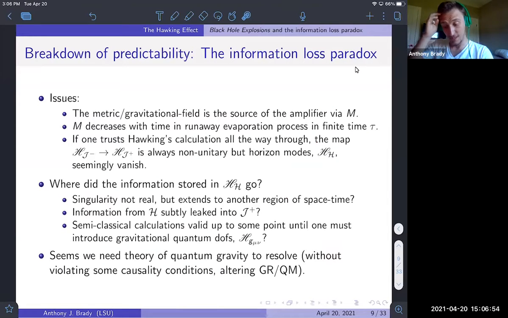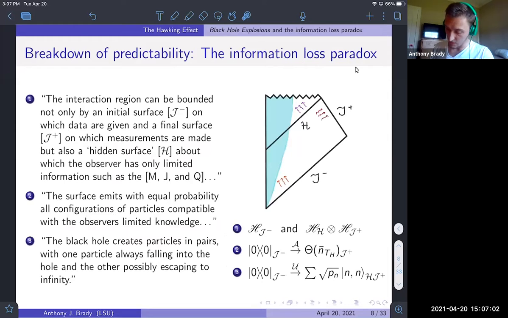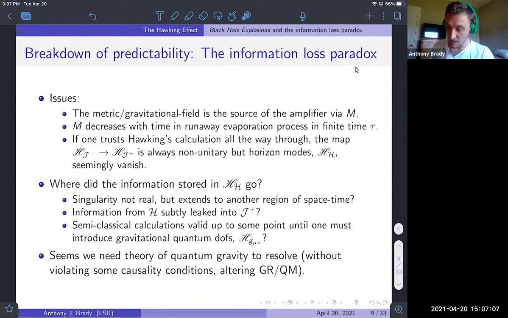The issue here is that the space-time metric, the gravitational field, is the source of this amplifier. I didn't say it here, but this is really an amplification, a generation of particles. So the gravitational field is the source of the amplifier via the mass m. But m decreases with time because the black hole evaporates, and eventually it will go kaput in some finite amount of time.